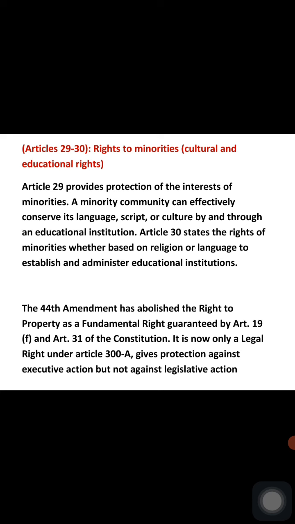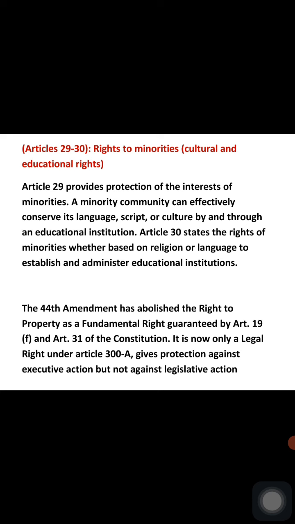Whereas Article 30 states that the rights of minorities, whether based on religion or languages, to establish and administer educational institutes. They are free to adopt any kind of culture and they have the right of education also.